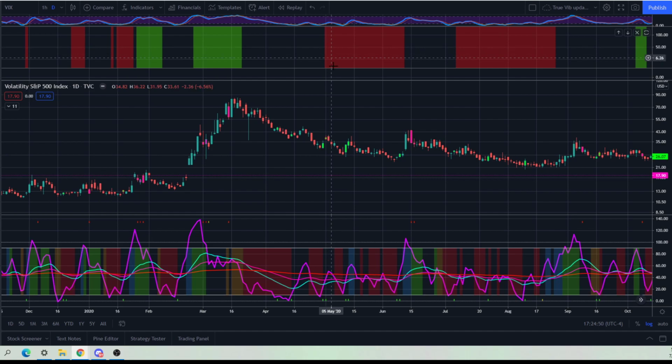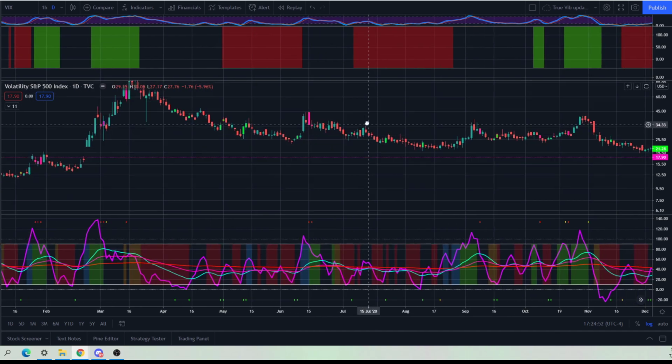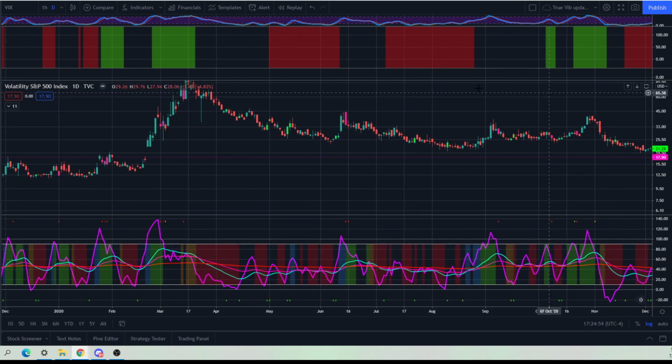Guess what happens when red comes back? Lower volatility for a long time. We're just hanging out, relax, relax, relax. And that's kind of the benefit and the idea behind that, okay?